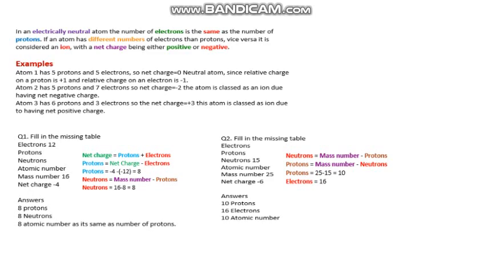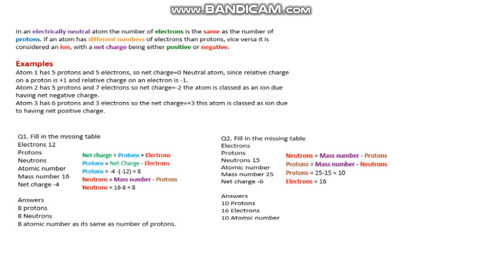Now that we have understood the concept of nucleon number and atomic number alongside net charge, we can apply that to these 2 questions. So it says fill in the missing table. We are given the number of electrons, mass number, and net charge, and we need to find the number of protons, neutrons, and atomic number. We can form a new word equation with the net charge equaling the number of protons plus the number of electrons. We can rearrange that word equation to give us the number of protons, which equals the net charge subtracted by the number of electrons.